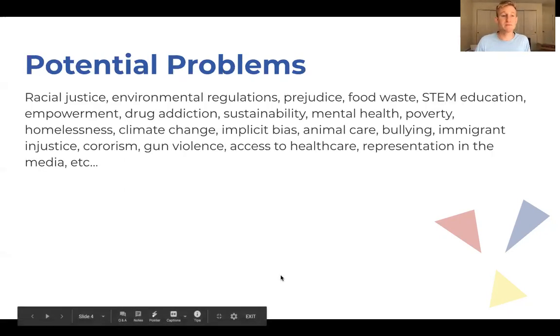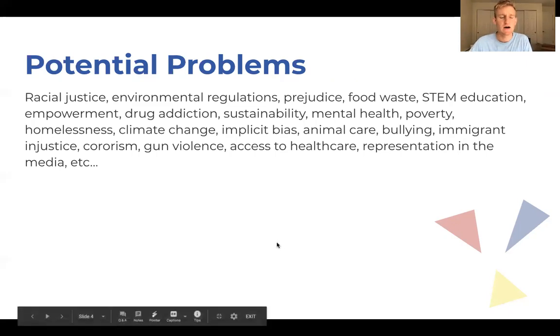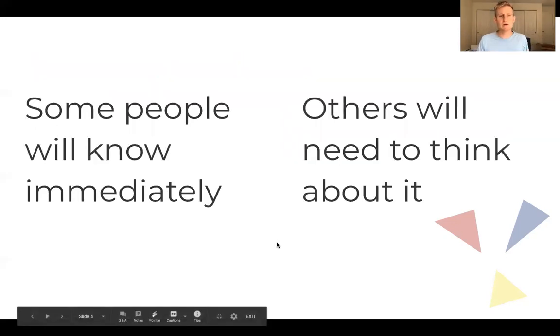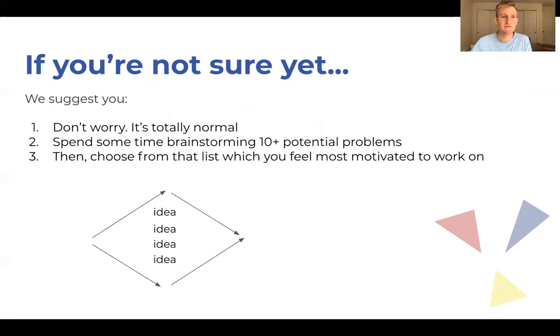And there are many potential problems out there, ranging from racial justice to environmental sustainability to representation in the media. And when we talk about this, some people are going to know immediately what problem they want to solve, and others are going to need to think about it for a little bit. So if you're not quite sure what problem you want to solve yet, first of all, don't worry. It's totally normal. But second, spend some time brainstorming a bunch of potential problems that you might be interested in solving. And then you're going to choose from that list what you feel most motivated to work on.